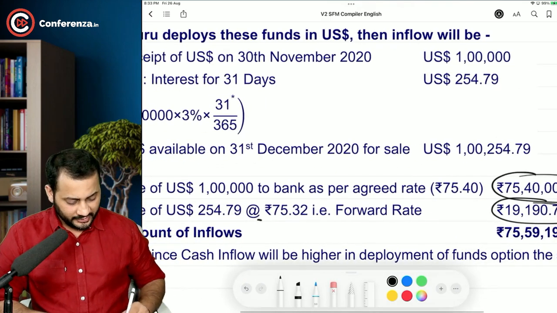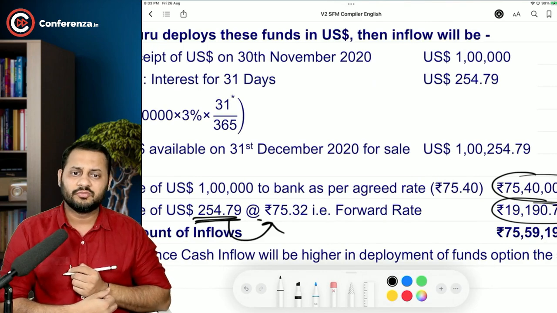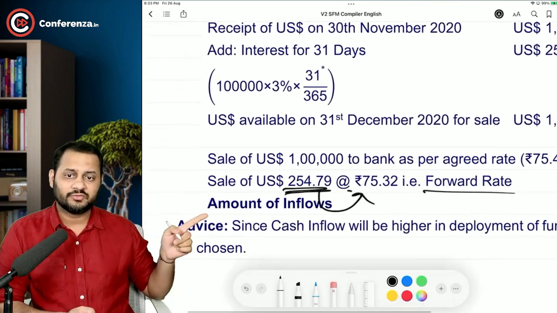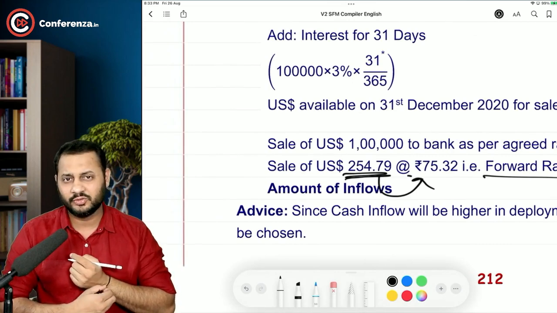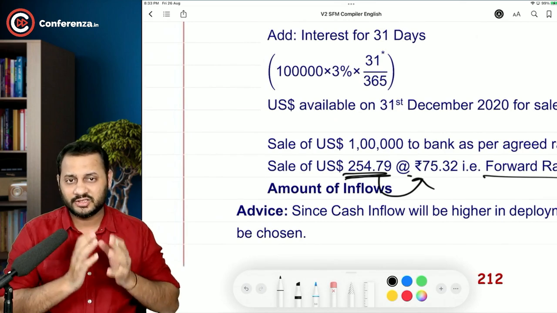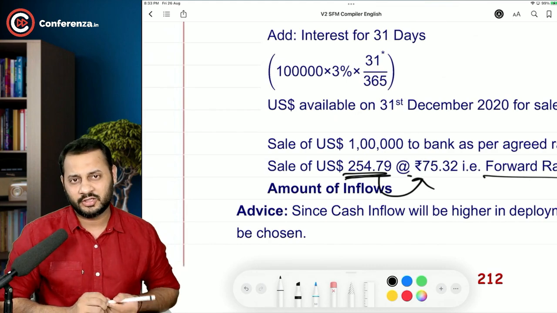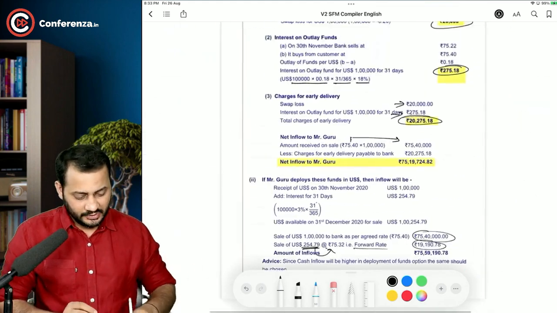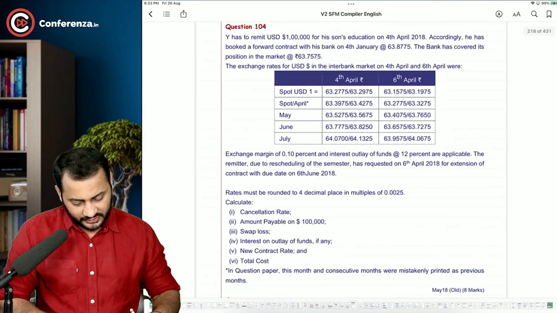See, he sold the extra dollars that he has received at the forward rate. And he took this forward rate 1 month before itself at the time of investment of 1 lakh dollar. He knew that he is going to earn some extra interest, and that interest amount has to be sold in the market. He took the forward sell contract. That's it. Easy one. With this, I think we finish all the questions related to early delivery.